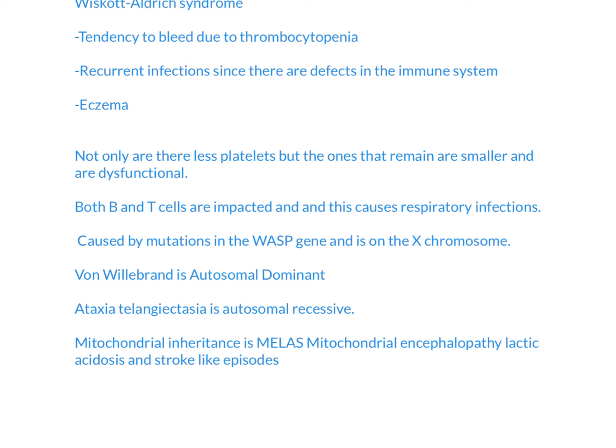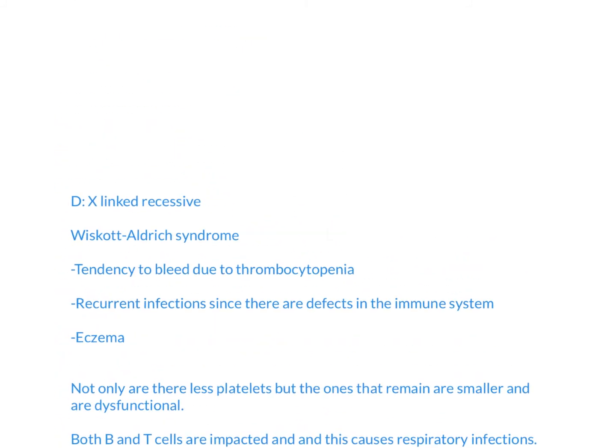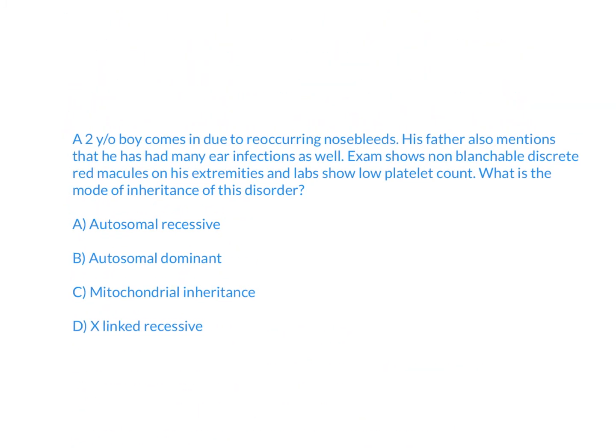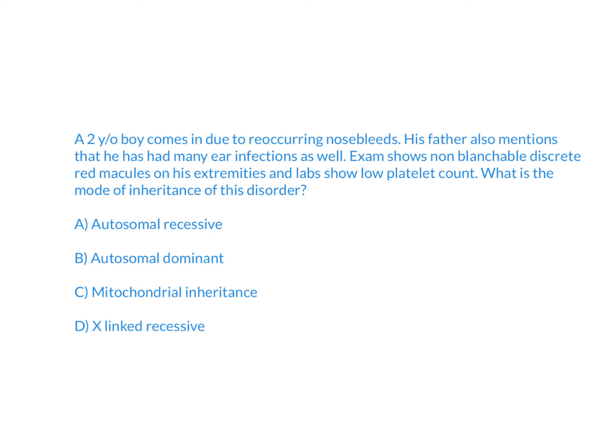But this one, Wiskott-Aldrich syndrome, is going to have these three things, and it's going to be inherited in an X-linked recessive pattern. So it really is just memorizing that triad and then knowing the inheritance pattern.